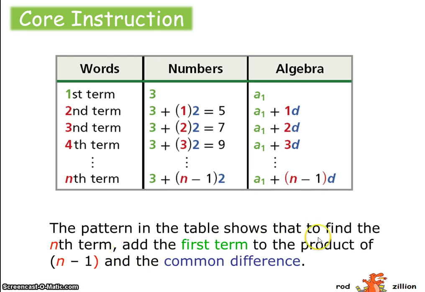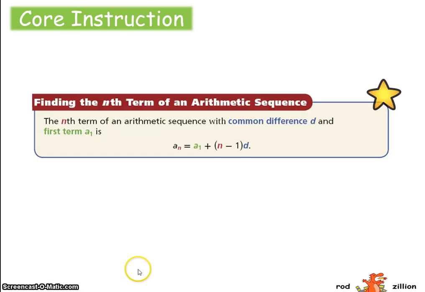The pattern in the table shows that to find the nth term, add the first term to the product of n minus 1 and the common difference. So here's the formula in itself. A sub n equals a sub 1 plus n minus 1 times d. Let's put this to practice now.